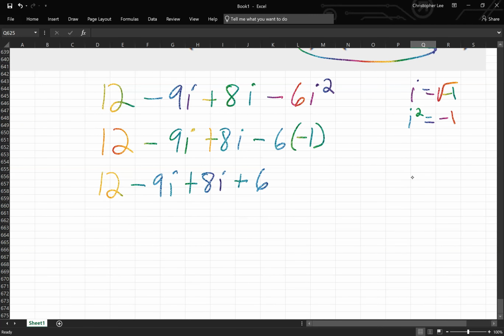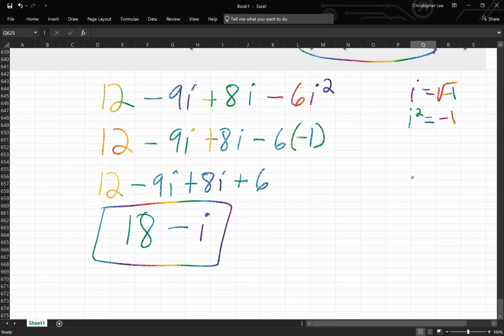And then let's combine like terms, what's my answer? Well, 12 plus 6 is what? 18, and then negative 9i plus 8i is what? Close. Negative i, right? Then that's it.